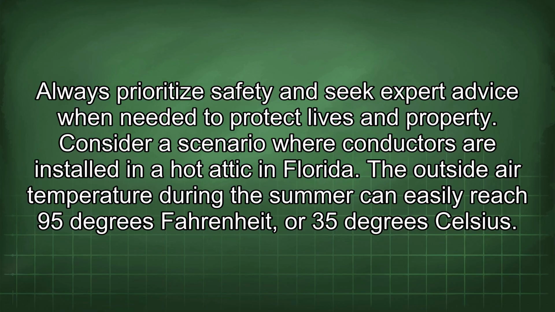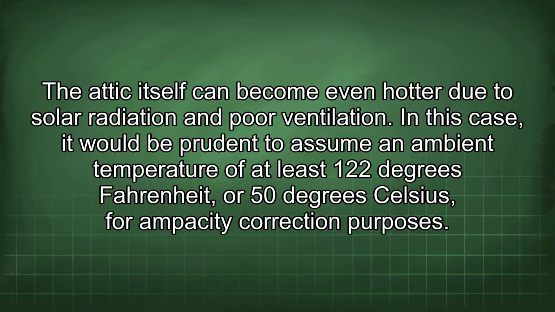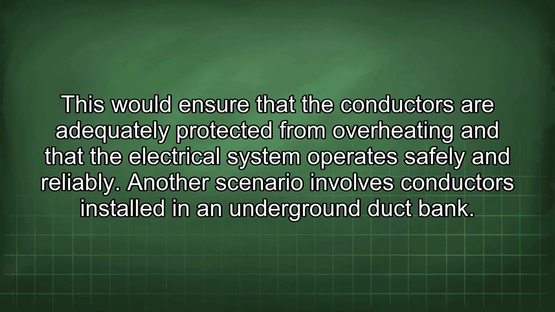Consider a scenario where conductors are installed in a hot attic in Florida. The outside air temperature during the summer can easily reach 95 degrees Fahrenheit or 35 degrees Celsius. The attic itself can become even hotter due to solar radiation and poor ventilation. In this case, it would be prudent to assume an ambient temperature of at least 122 degrees Fahrenheit or 50 degrees Celsius for ampacity correction purposes. This would ensure that the conductors are adequately protected from overheating and that the electrical system operates safely and reliably.